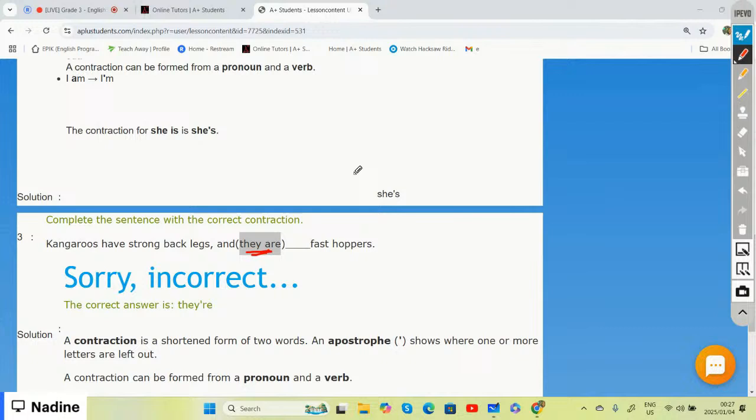And if we were to find the contraction of they are, they, which is the pronoun, stays the same. We remove the a in the verb, put an apostrophe in its place, and then re.